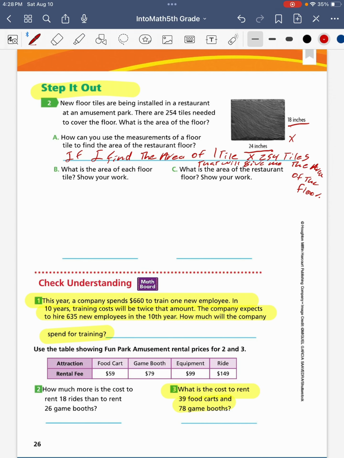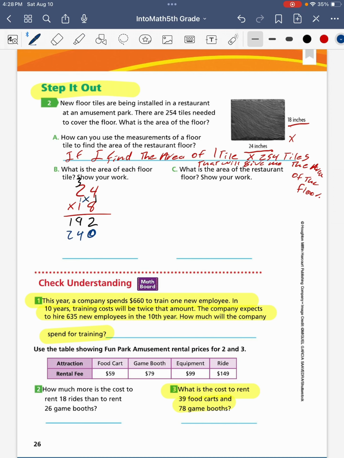Part B, what is the area of each floor tile? Please show your work. For this, I am multiplying 24 inches times 18. Start with my ones. 8 times 4 gives me 32. 8 times 2 is 16 plus 3 for 19. Now, I multiply out by my tens. I remember that placeholder 0 because I'm no longer multiplying by my ones.